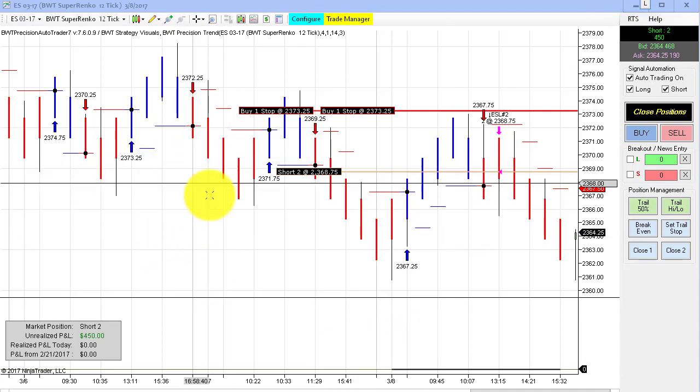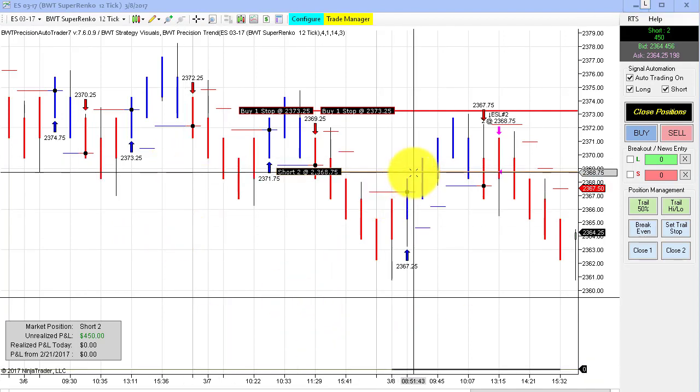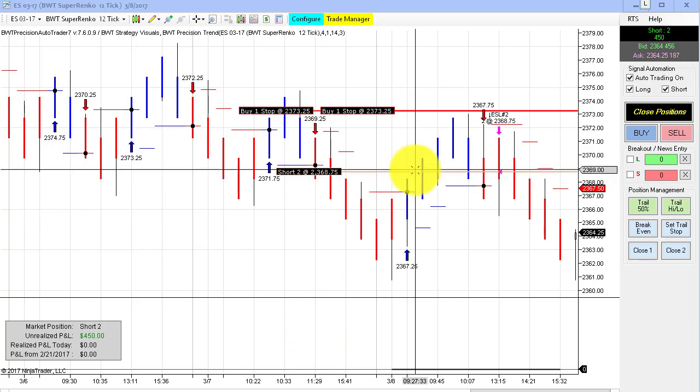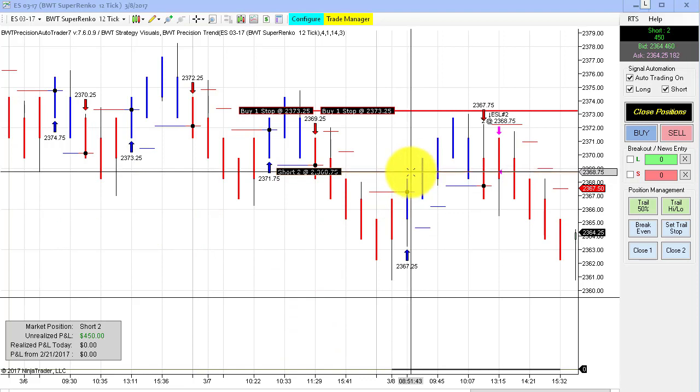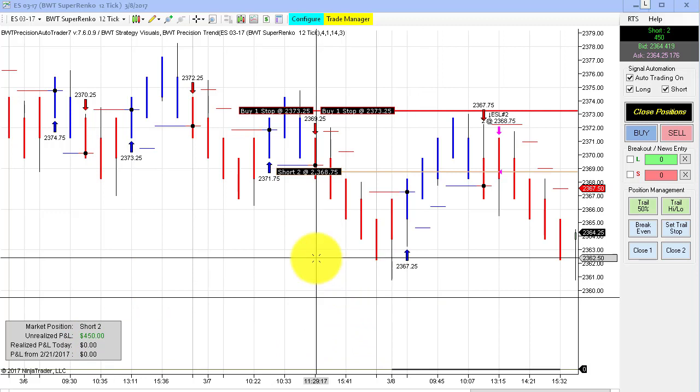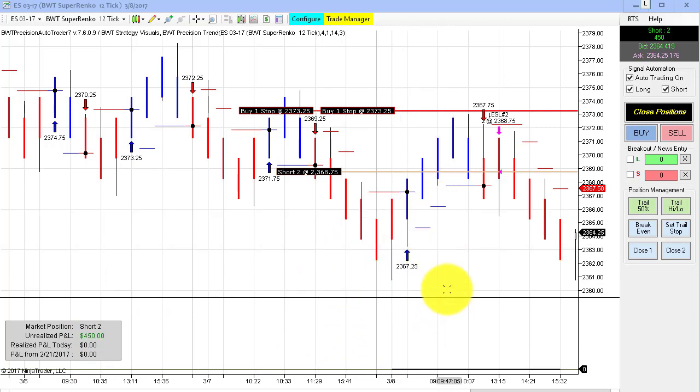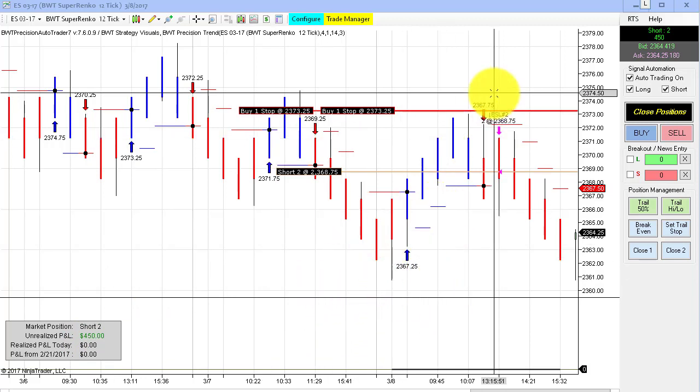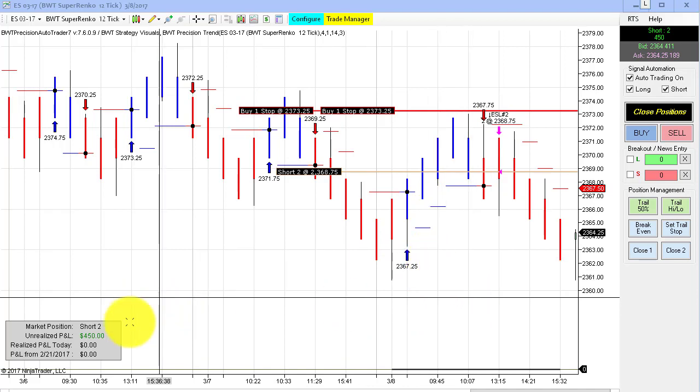Next up is the E-mini S&P on the Super Renko 12 tick, and that had a nicely placed short here at 2368.75, ran down as low as 61. This is actually set to trade overnight, so the open P&L is 450 here.